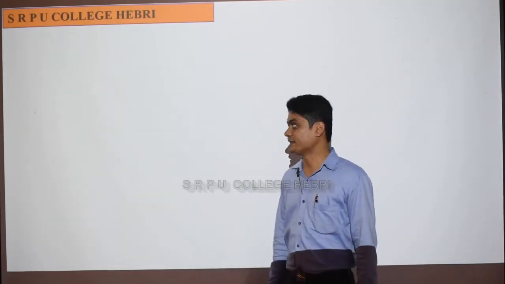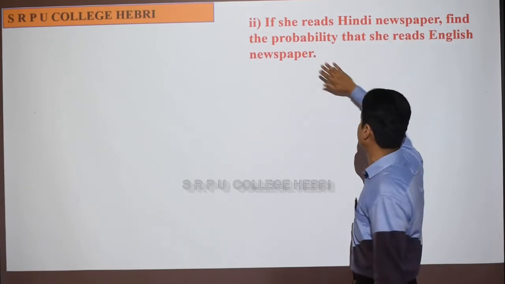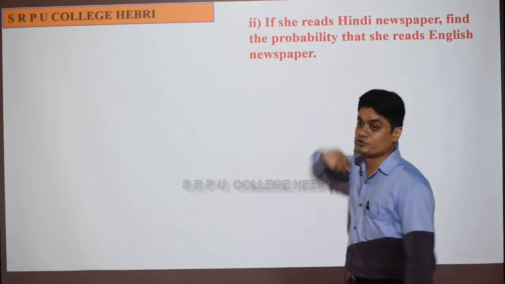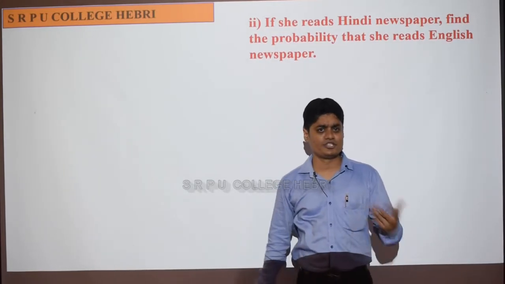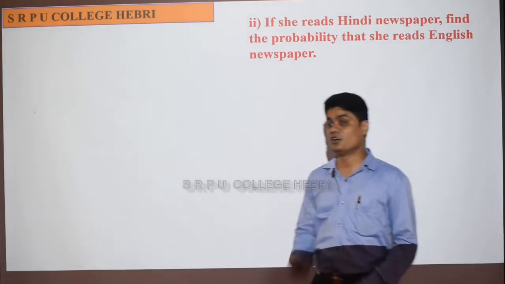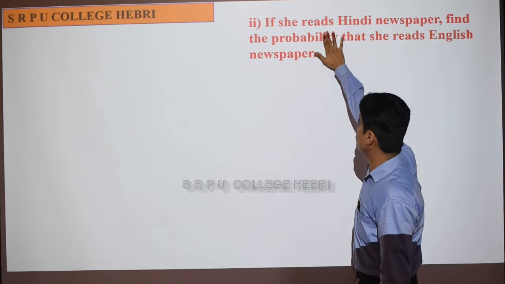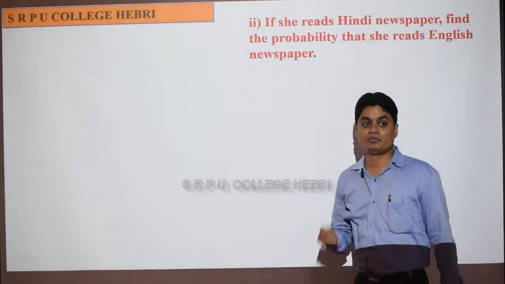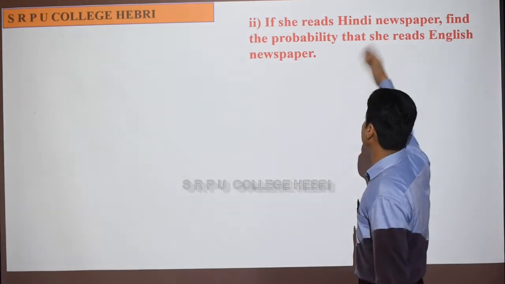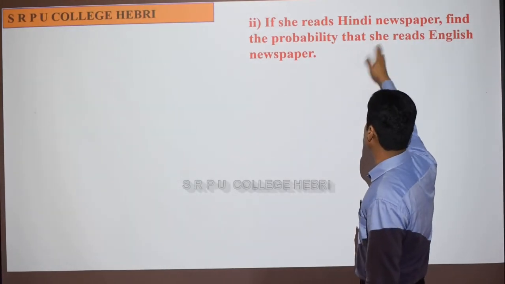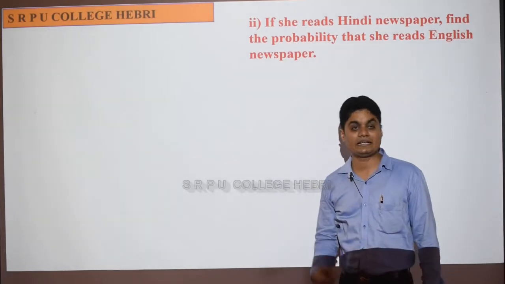Yeah. So second case: if she reads Hindi newspaper, find the probability that she reads English newspaper. Can you tell me which type of probability is asked? Is it intersection, union, conditional, complement? What we know is that she reads Hindi newspaper, and we have to find the probability that along with the Hindi newspaper, she will read English newspaper also.